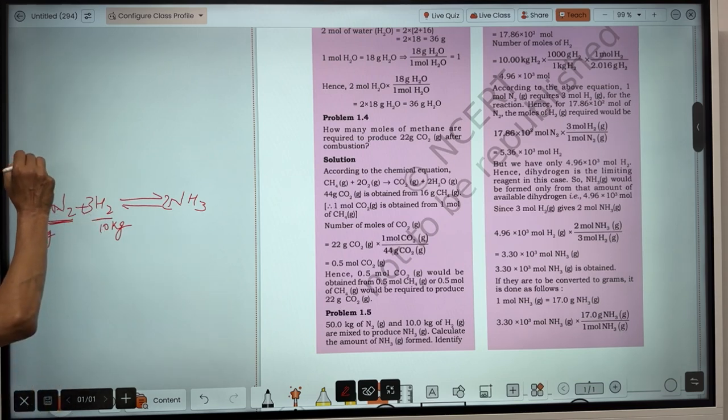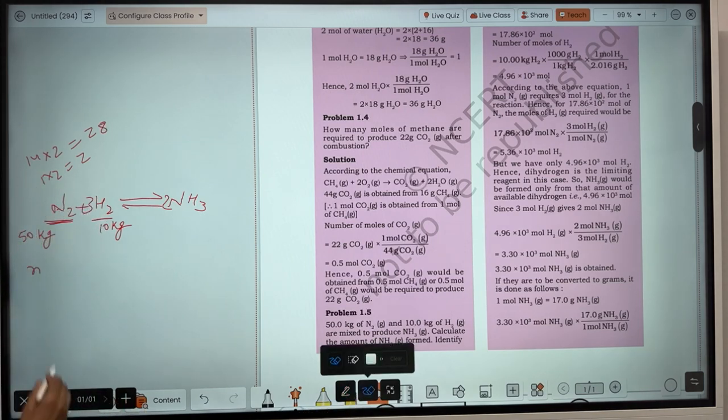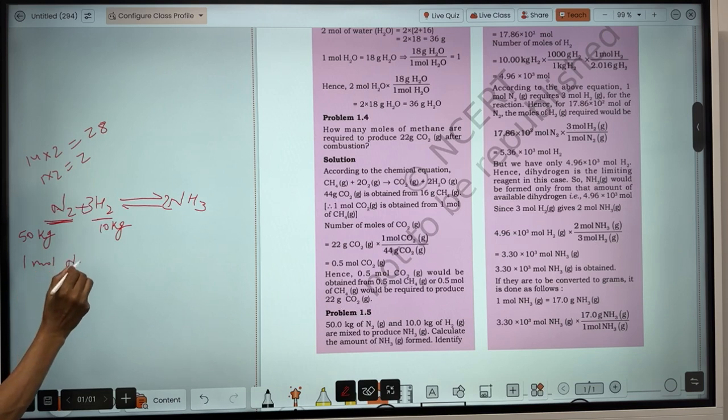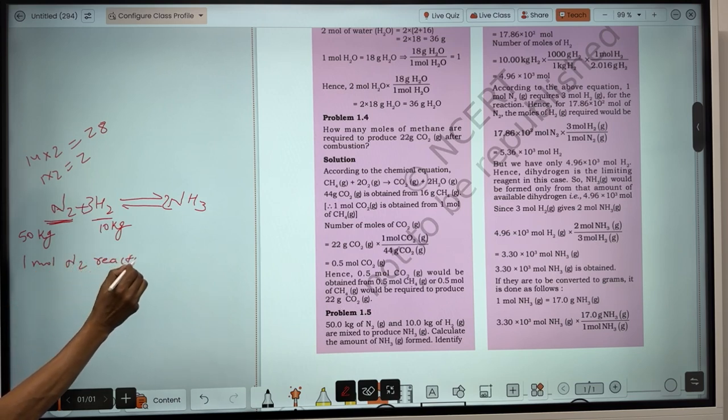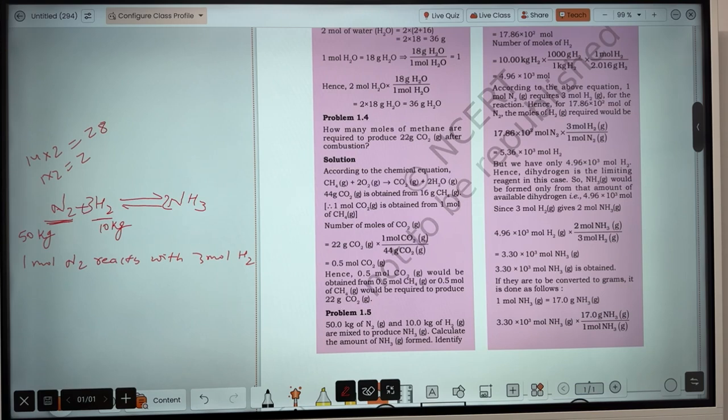Nitrogen means atomic weight 14, and in one nitrogen molecule there are 2 atoms, so that is 28. And hydrogen, how much here? That will be 1 into 2, that is 2. So 1 mole nitrogen reacts with 3 mole hydrogen. 1 mole means how much? That is 28 gram. So 28 gram nitrogen.